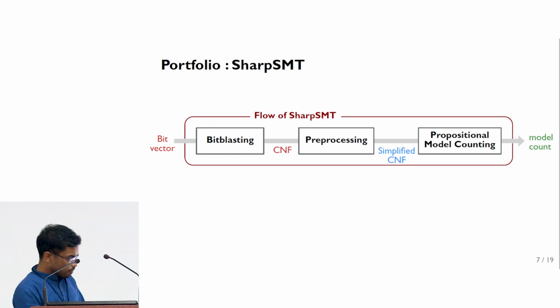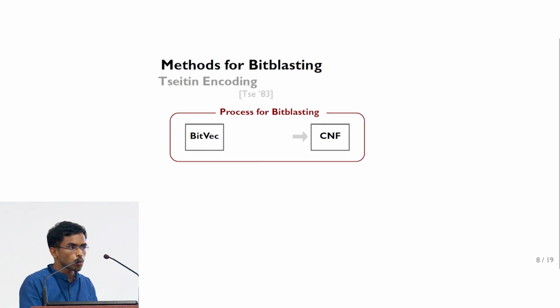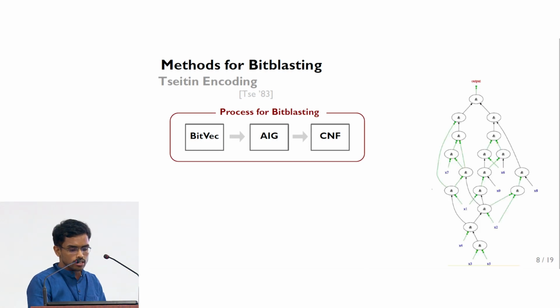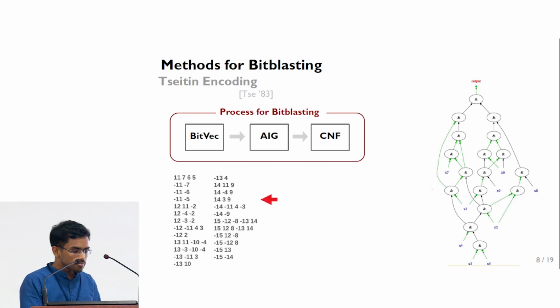Bit blasting is the procedure of converting a bit vector to a CNF formula, and this is quite common in SMT solvers. Given a bit vector formula, the SMT solvers generally reduce it to an AIG, that is an AND inverter graph. Then this AND inverter graph is converted to a CNF using the Tseitin encoding, that is quite common.